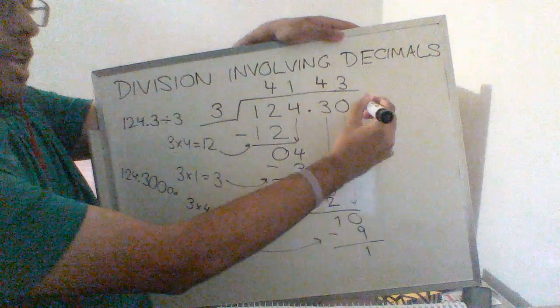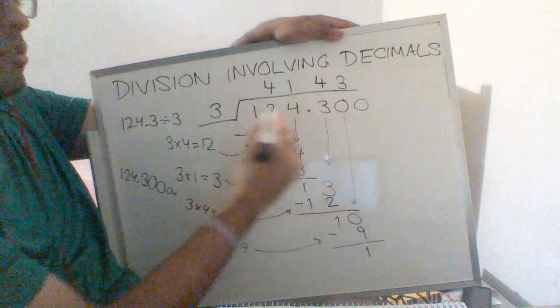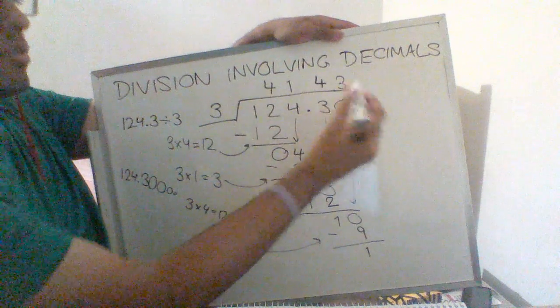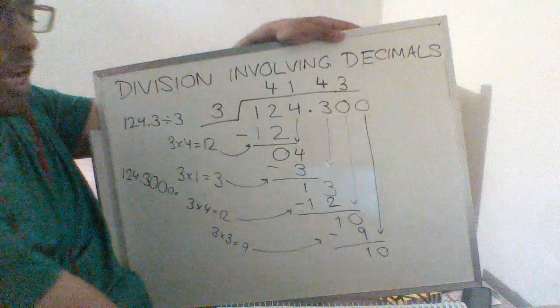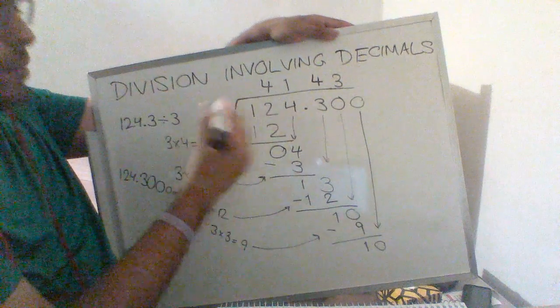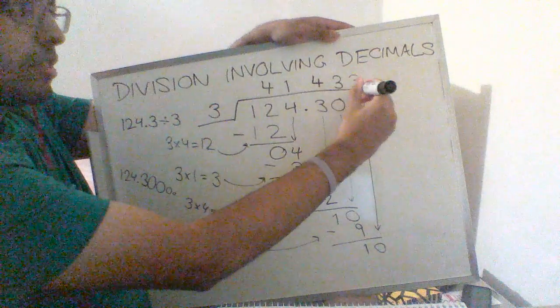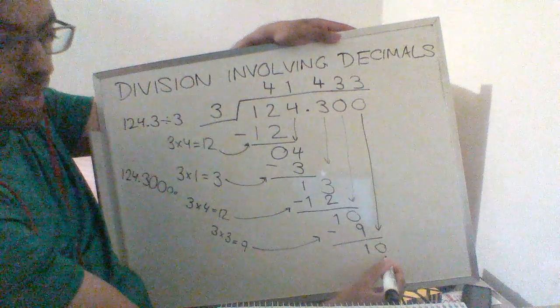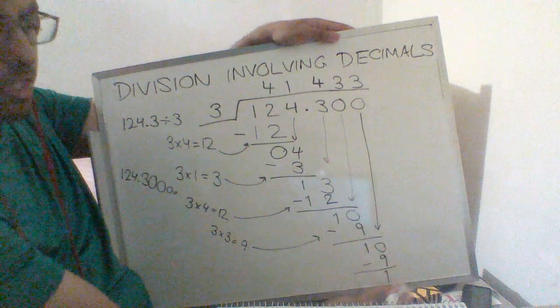But we know that I could add in another 0 here, right? I could turn this from 124.30 to 124.300, and I put that extra 0 in, I pull it down, and we have a 10, once again on the bottom. Now if we go through it again, how many times does 3 go into 10? It goes into 10 3 times. We put the 3 up top. 3 times 3 is 9. We put that here. We subtract. 10 minus 9 leaves us with 1.